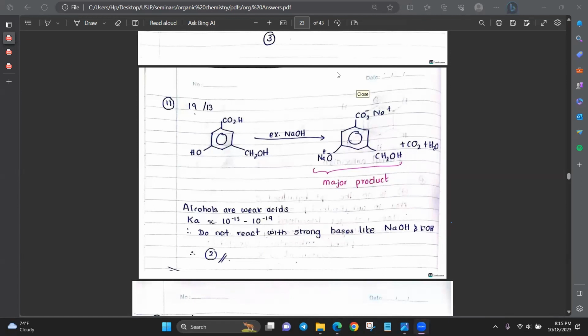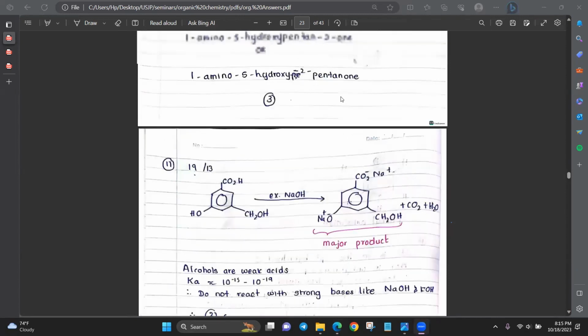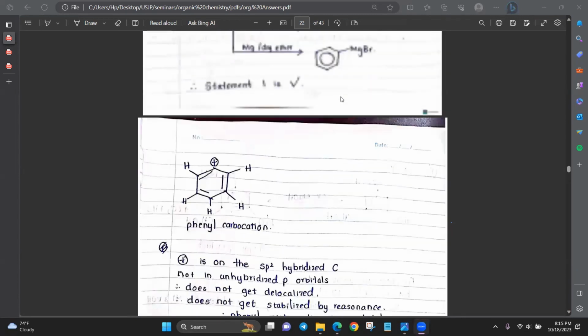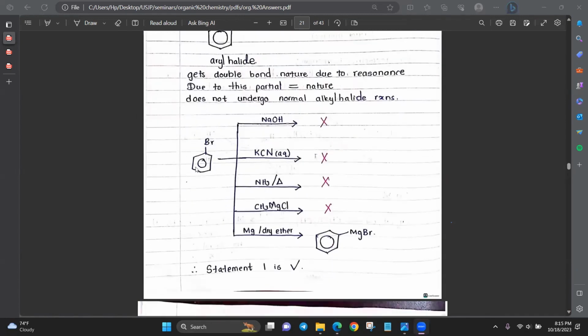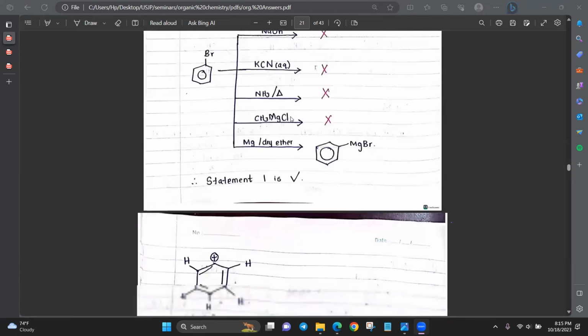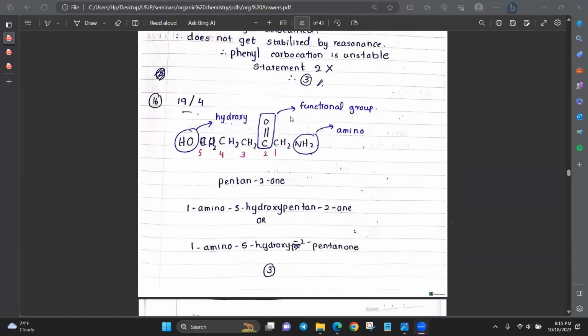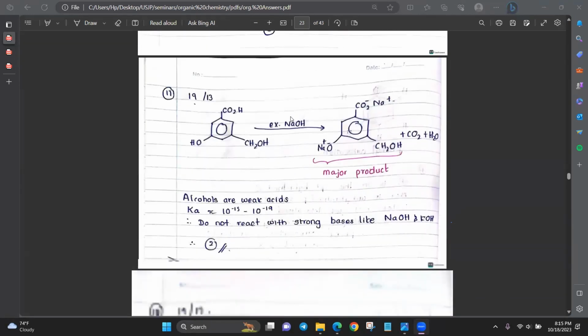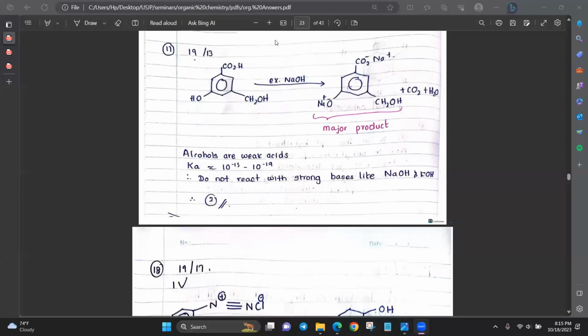Even bromobenzene won't react with sodium hydroxide. This is bromobenzene, so it is an aryl halide. It won't react with sodium hydroxide because of the partial double bond nature, which gives it resistance. I guess I explained that enough times.